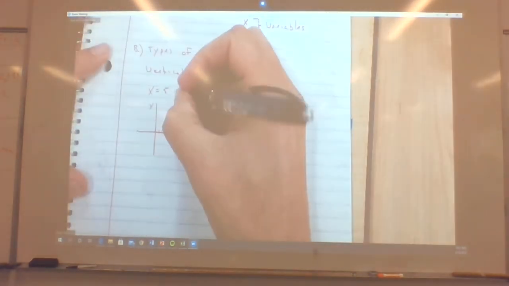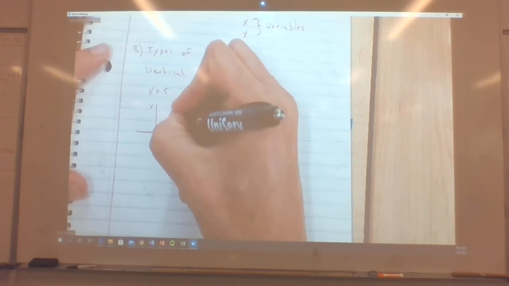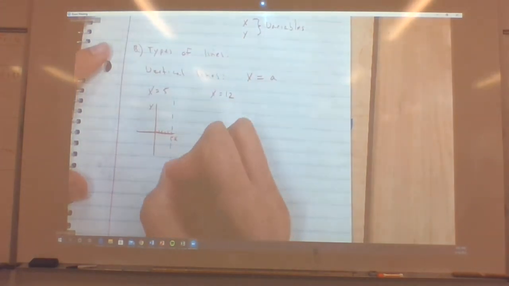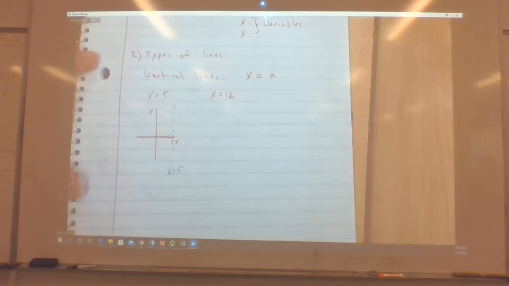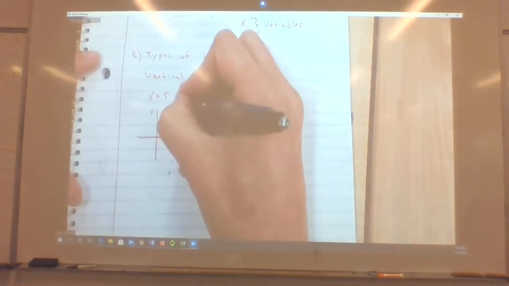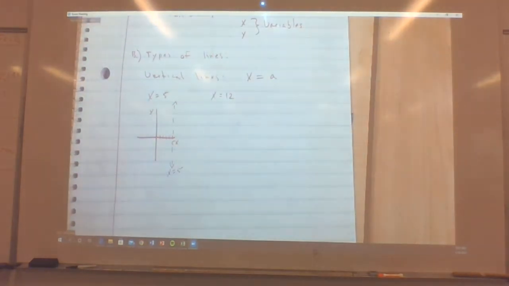It's going to look like a vertical line, right? X equals 5. That is a vertical line, straight up and down, vertical. This line goes forever up and forever down. It doesn't change directions, it just goes, okay?